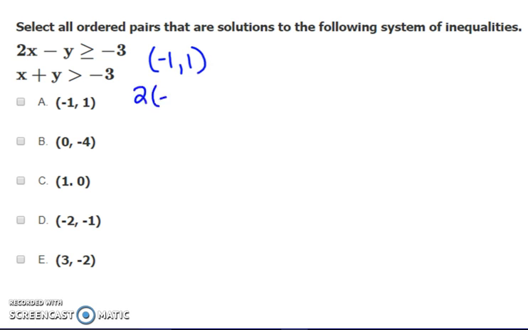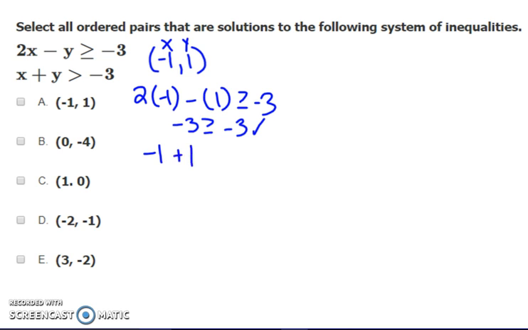So I'm going to take 2 times -1, since that's my x, minus my y, which is 1, and I want to see if that's greater than or equal to -3. Well, 2 times -1 is -2, minus 1 is -3. Is -3 greater than or equal to -3? It's equal to, so that works. So now I have to check the second one. My x is -1 plus my y is greater than -3. Well, -1 plus 1 is 0. Is 0 greater than -3? It is, so letter A works.